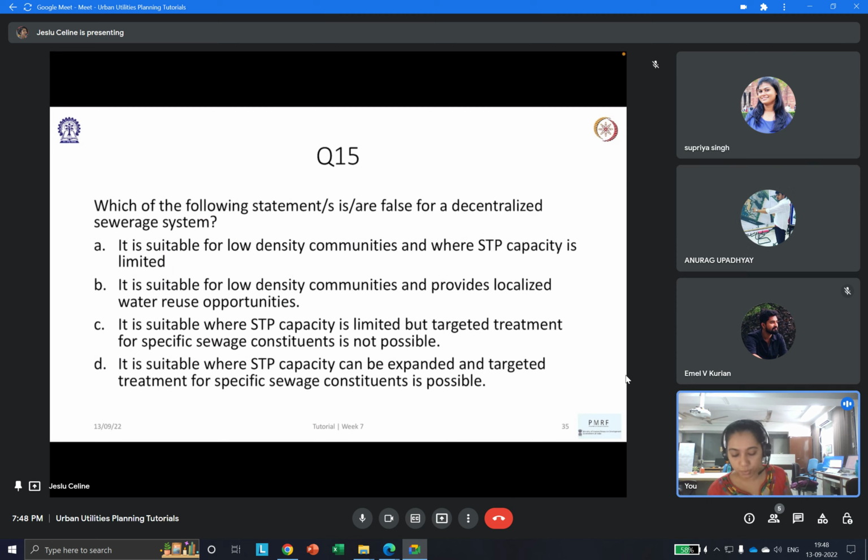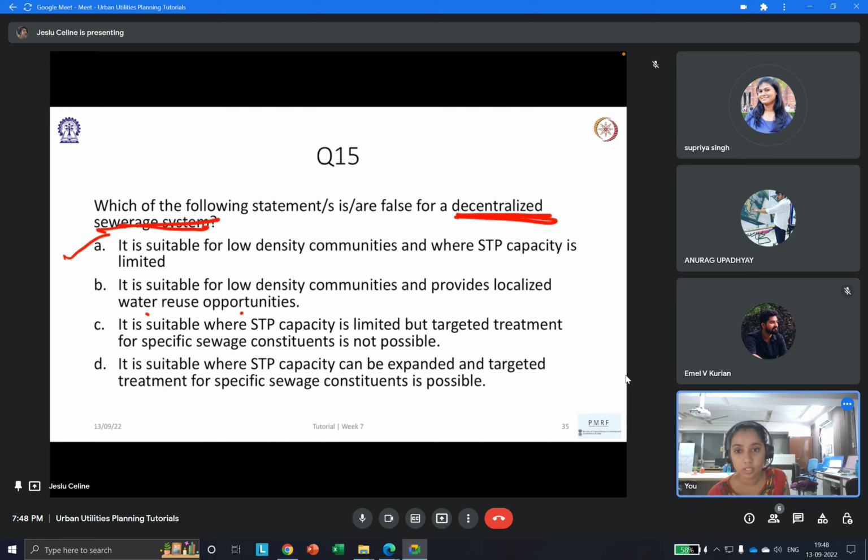Okay, let's go option by option. Is it suitable for low density communities where STP capacity is limited? So we're mainly talking about a decentralized system. It is suitable for low density communities and provides localized water reuse opportunities.